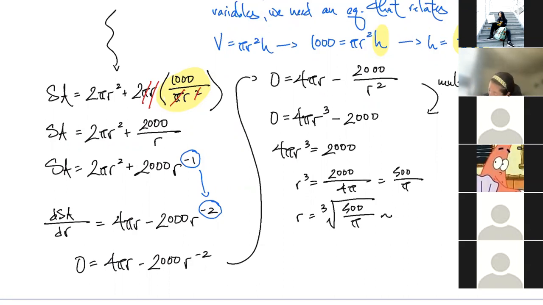5.24. Anybody confirm that? That sounds about right. 5.42, sorry, 5.42. All right, 2 decimal places is good enough. So we've got our radius about 5.5 centimeters, almost. How am I going to find h? Because I want to know how tall this can is too.